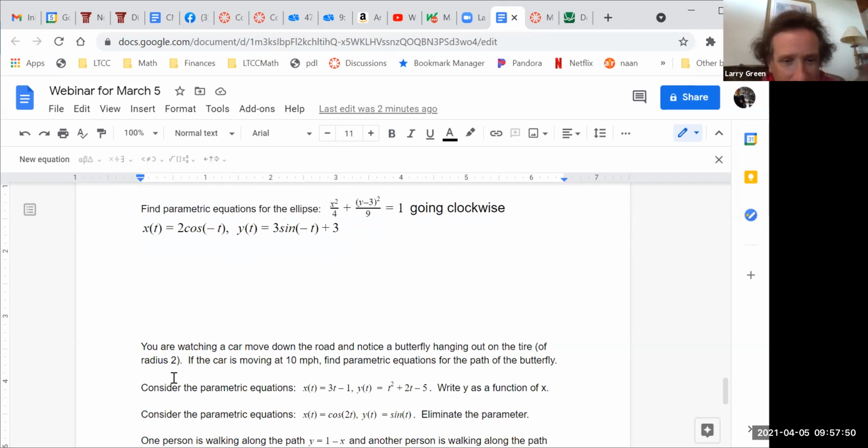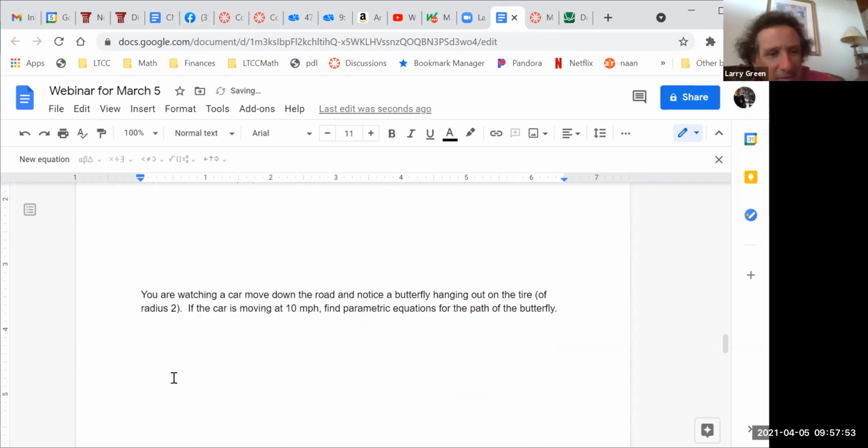All right, now comes a harder one. Now, suppose you're watching a car move down the road, okay? And you notice a butterfly hanging out on the tire, clamped on as hard as it can so it doesn't fall off. And the tire is of radius 2. I'll let you decide what the units are. I don't care. If the car is moving at 10 miles an hour, find the parametric equations for the path of the butterfly.